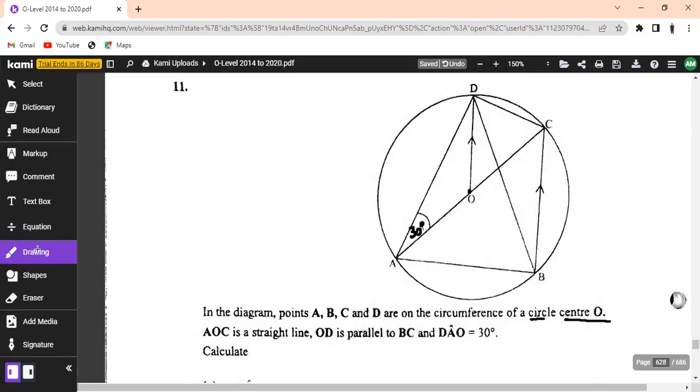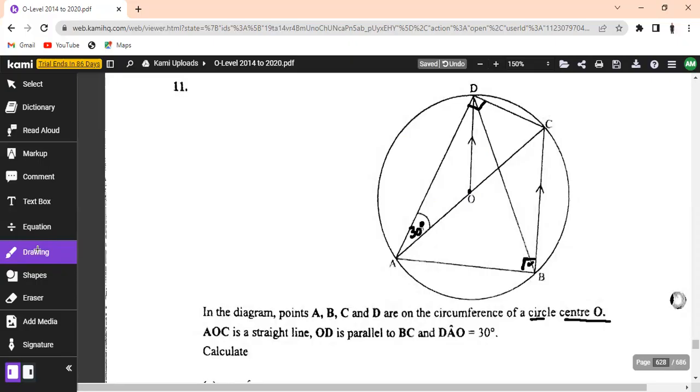AC is a diameter here, and we know that a diameter subtends an angle of 90 degrees at the circumference, which means the angle at D here is going to be a right angle, which is 90 degrees. And also the angle at B here is going to be a right angle, because they are subtended by what? By the diameter. So this is 90. And this is also 90 here.